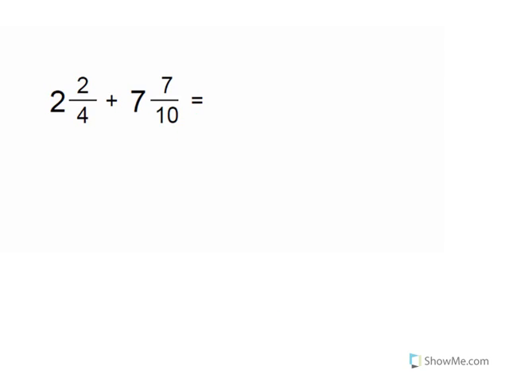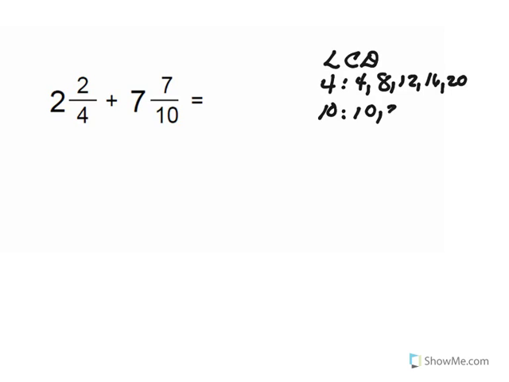Our next problem, 2 and 2 fourths plus 7 and 7 tenths. So we need to find our least common denominator for our 4 and our 10. Here we're going to have 4, 8, 12, 16, and 20. And for 10, we're going to have 10. And I know we can stop at 20 because 20 is going to be our least common denominator.